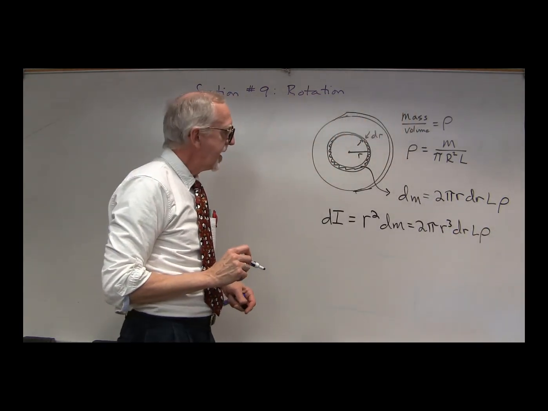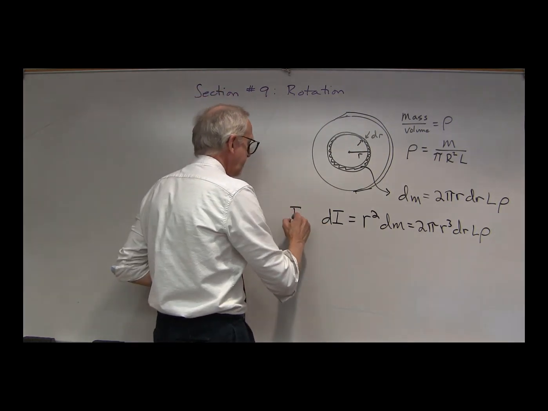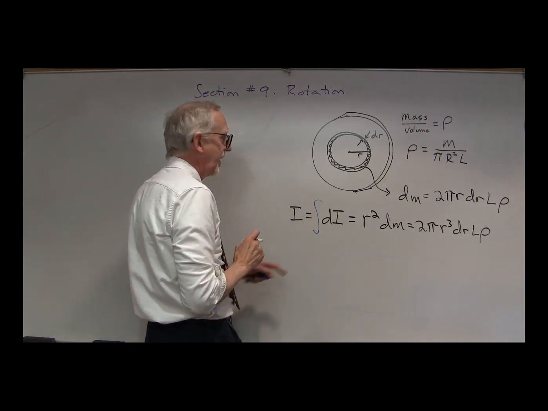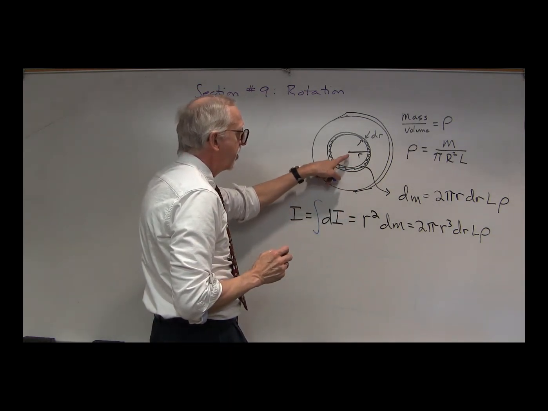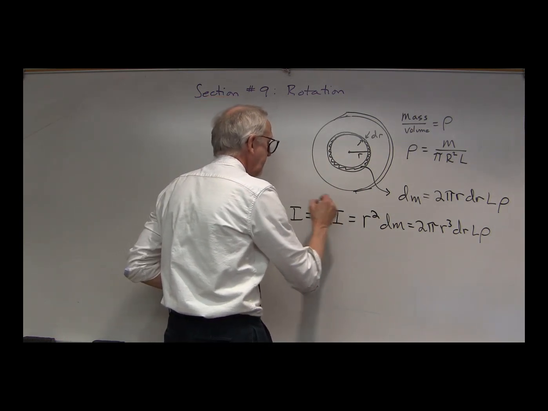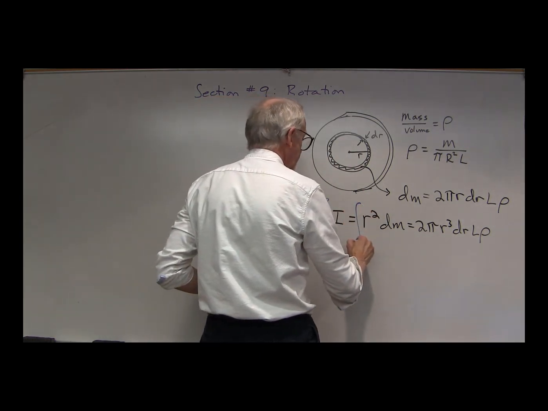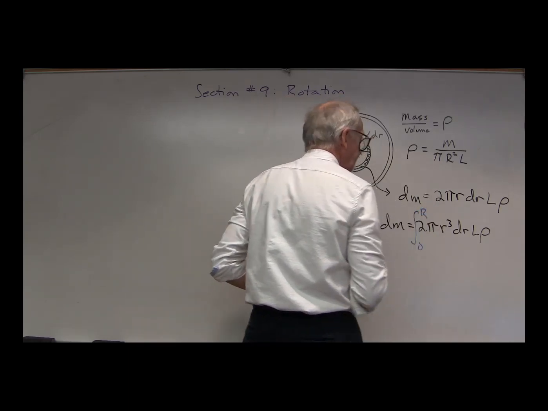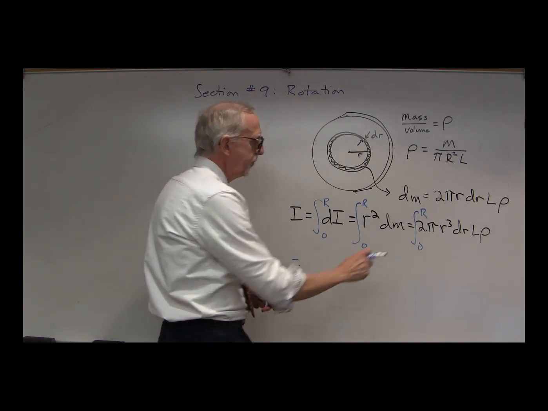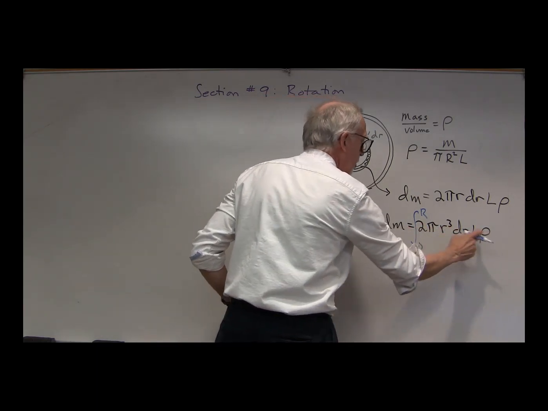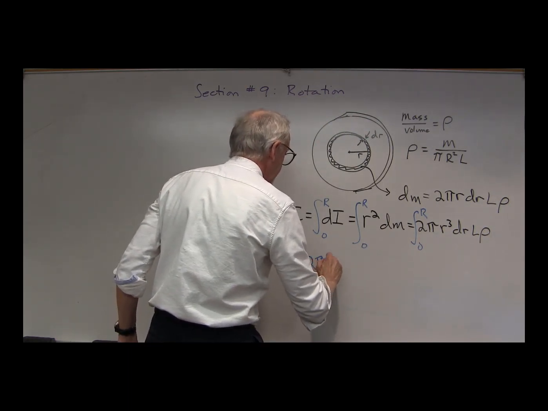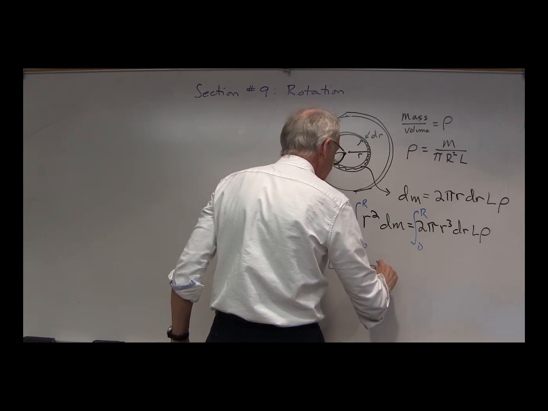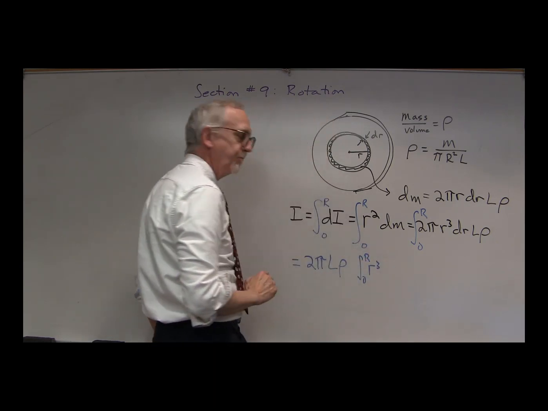Okay, there we go. And then, to find the total moment of inertia, we are going to integrate dI for r from 0 to capital R. And what do we get? Well, 2 pi L rho. Those are all constants, so I'll pull those out. And then what do we have? We've got the integral of r cubed from 0 to capital R. And what's that going to be?